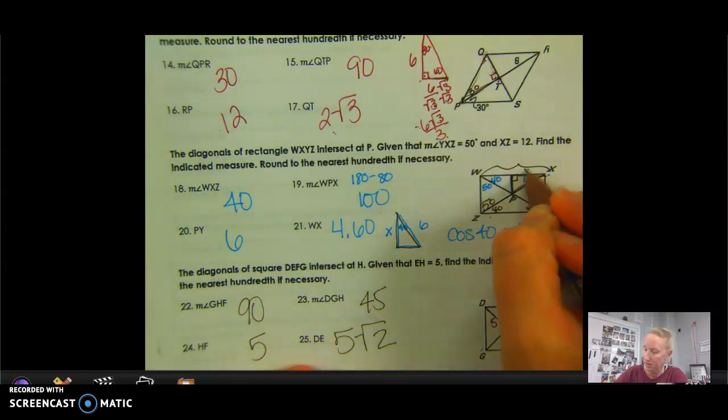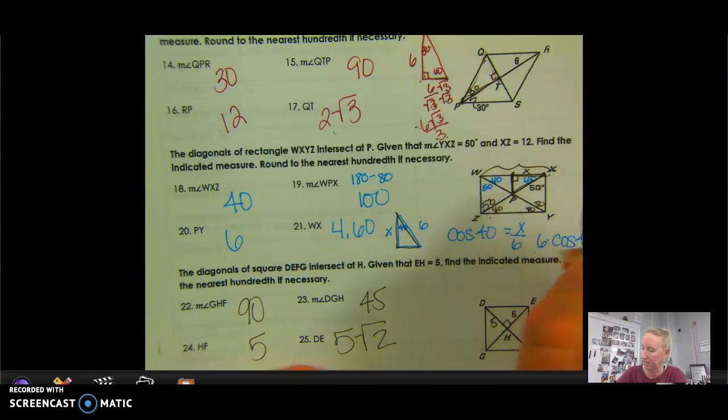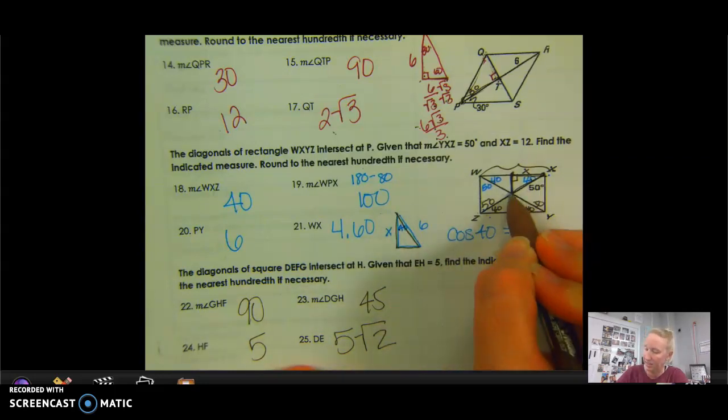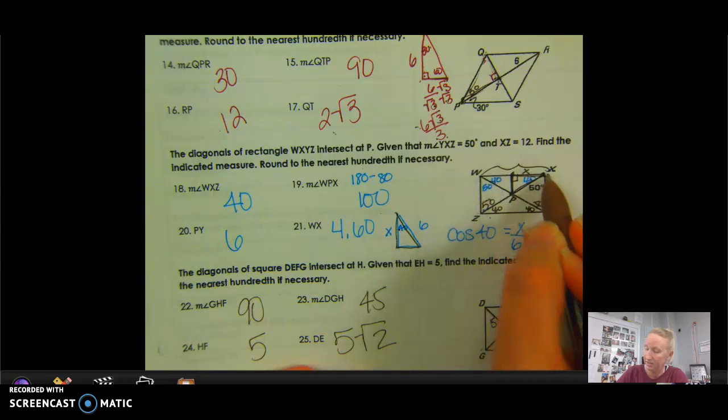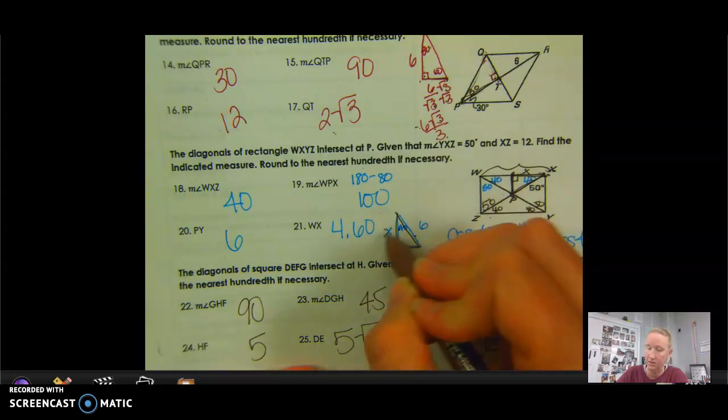So that's going to give me this length from here to here, which is halfway. And then I'm going to double it to get all the way from W to X. So I label what I know. I know that this is 40 degrees. I know from X to P is 6 because X to Z is 12, so this is half, so that's 6. And I want to find this length, the medium side, so X.